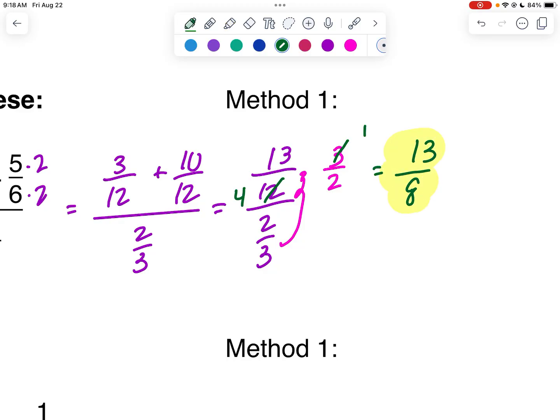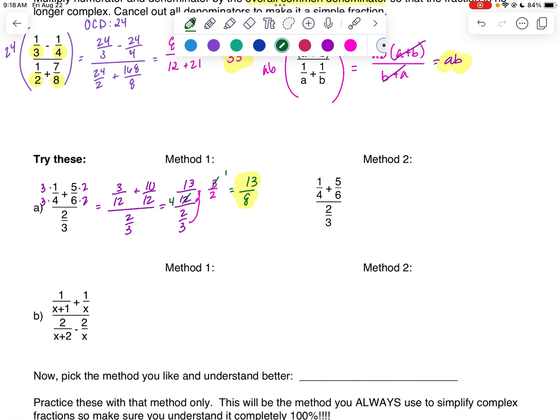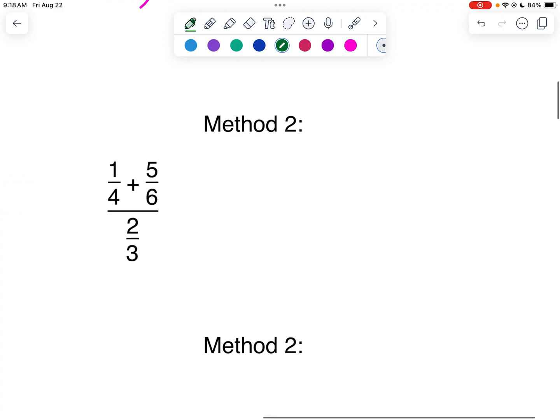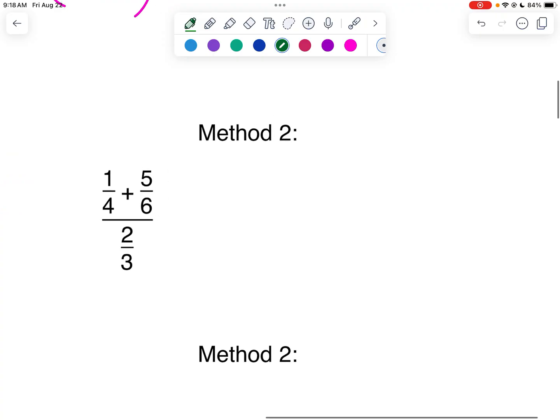No! Yes! All right, method number 2. I'm going to find the overall common denominator. I was his mentor, by the way.